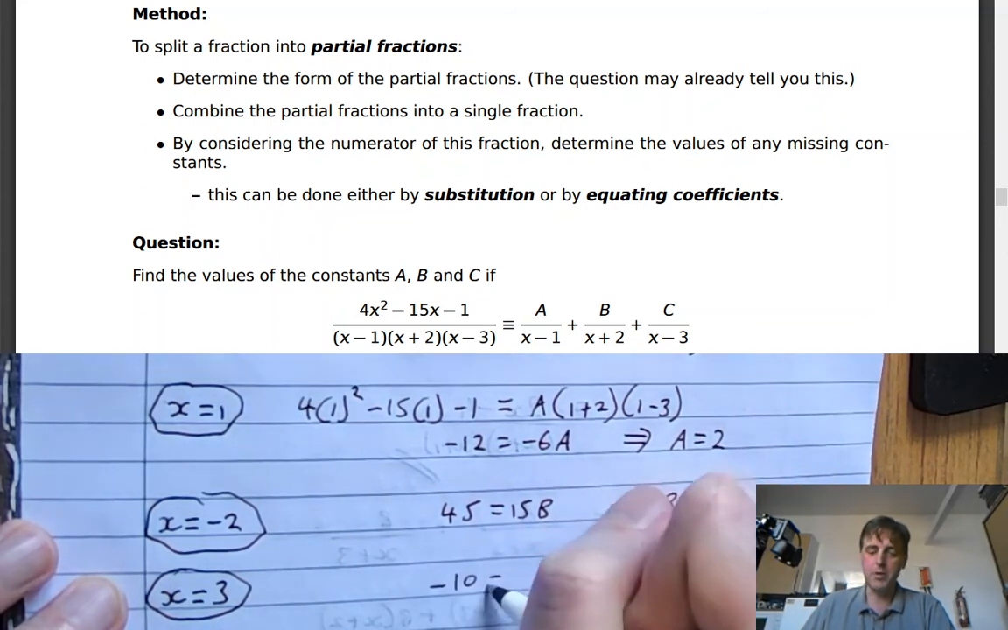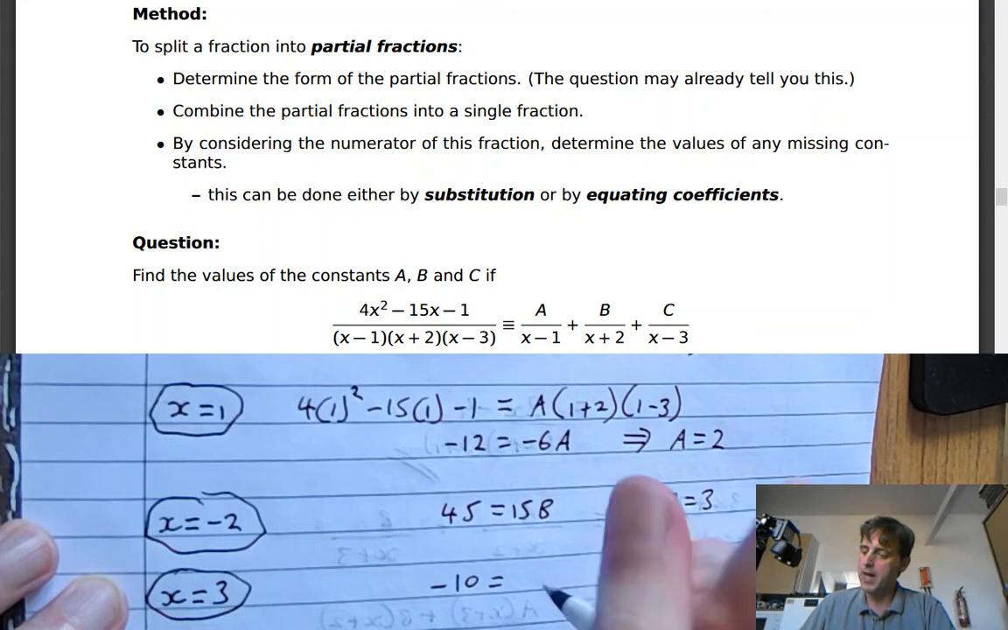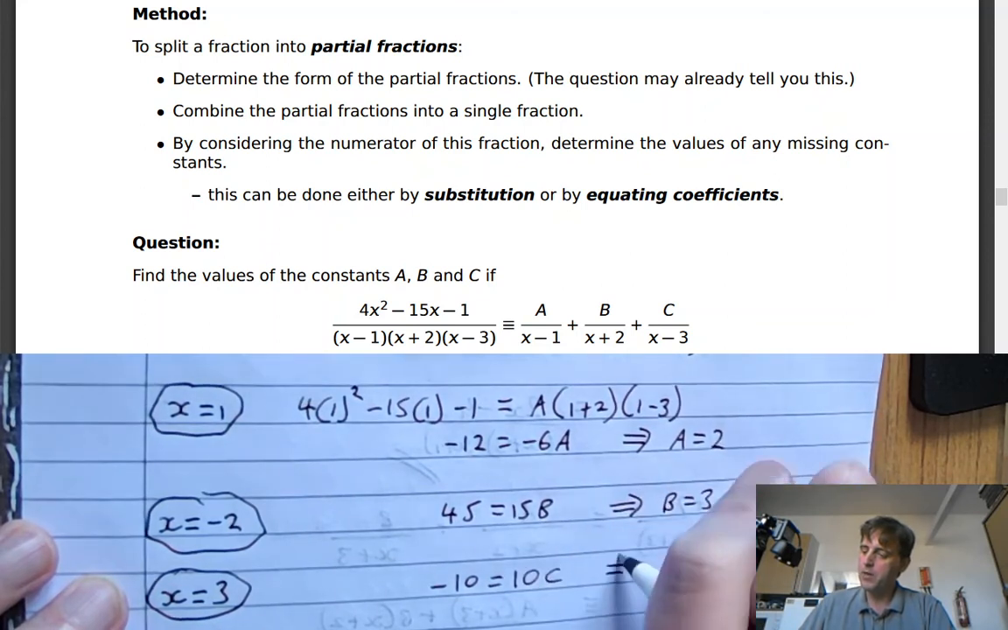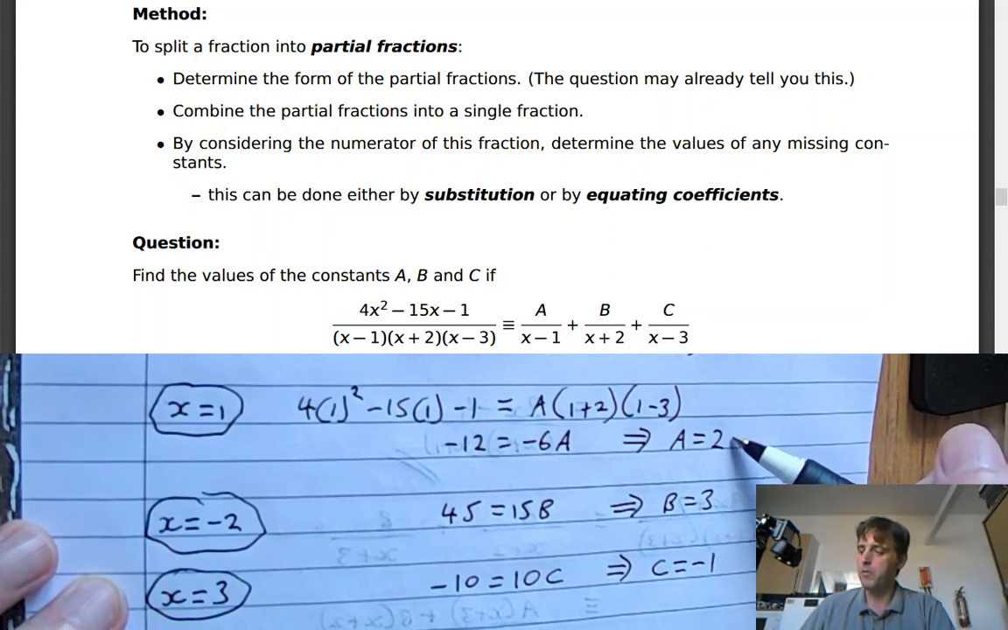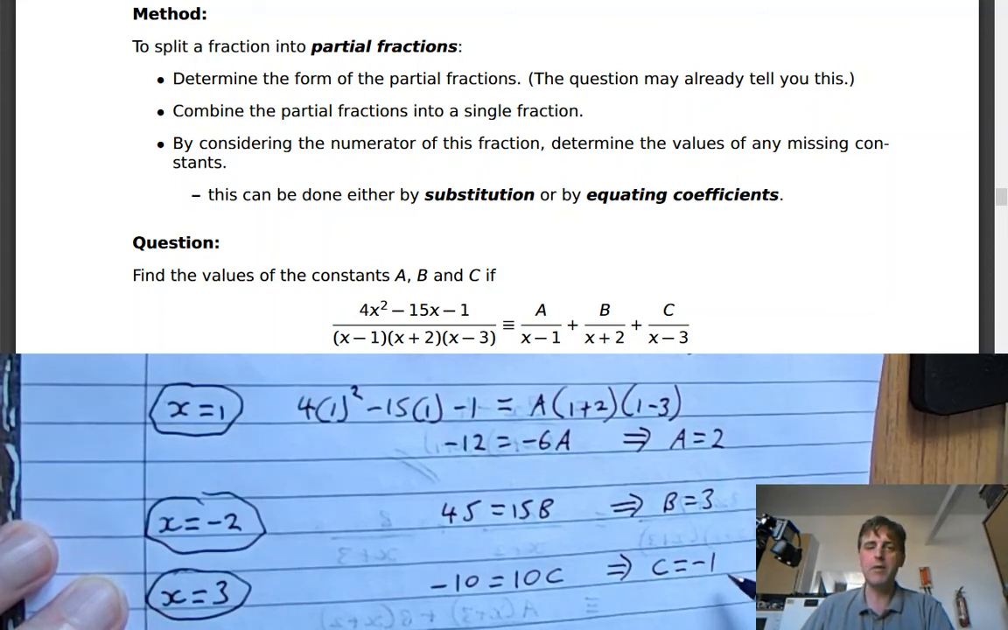Simplify that down. When you substitute that in, you end up with negative 10 equals 10c. So that tells us that c must equal negative 1. So your final answer then: a equals 2, b equals 3, c equals negative 1.